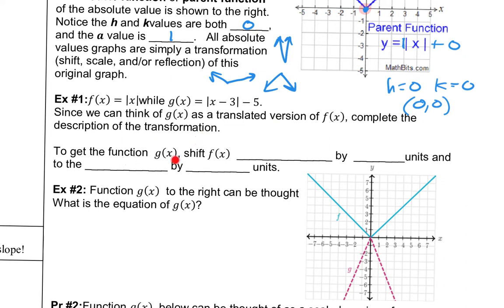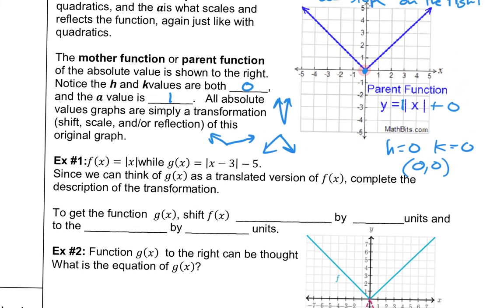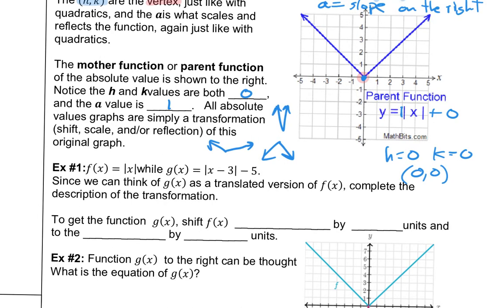So to get the function g of x, shift f of x. Remember the k value, let's go back up here and look at it a little bit. Remember the k value is really just the y value of the vertex, right? And the k value is exactly the same. So we could shift it down by 5 units. The k value is the y value of the vertex, so that's what moves it up and down.